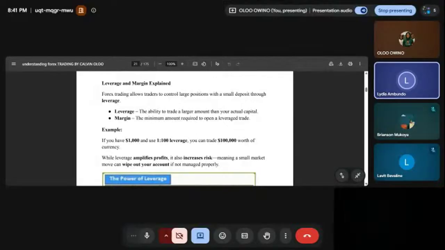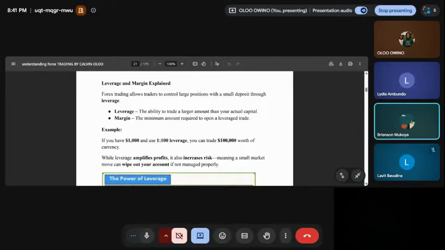But it applies to profit only. Yeah, but also to losses. So as much as it's a good thing, it's also a bad thing if the trade goes against you.